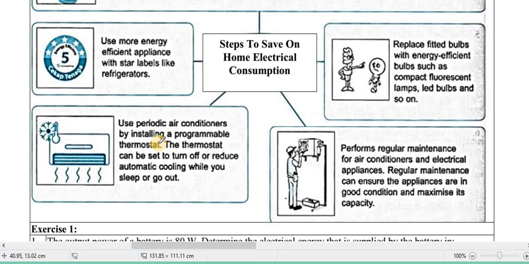Understand? Okay? And of course, all the other common sense things, like if you turn on the aircon, make sure you close the door, you close the window, everything, so that you can reduce the heat from outside that is coming into the room. Okay? So those kinds of things.